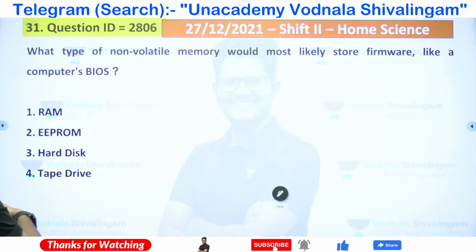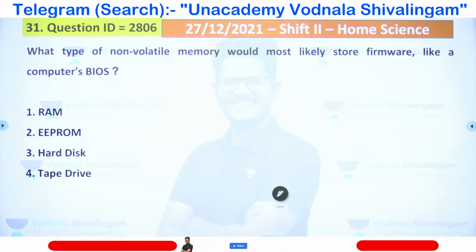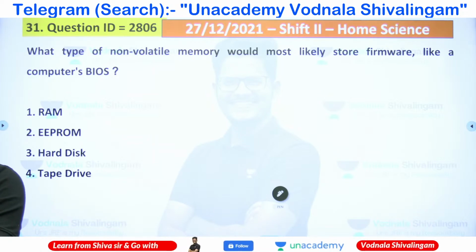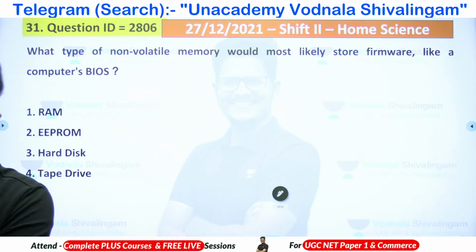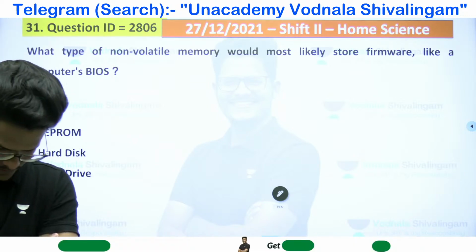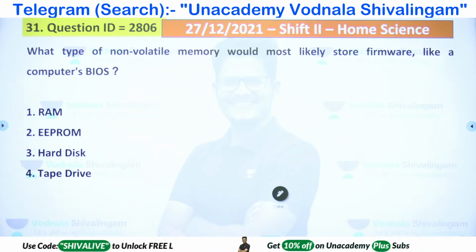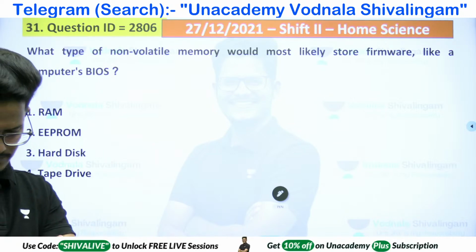What type of non-volatile memory would most likely store firmware like a computer BIOS, basic input output system? Absence of hetu in paksha. Absence of middle term in minor.